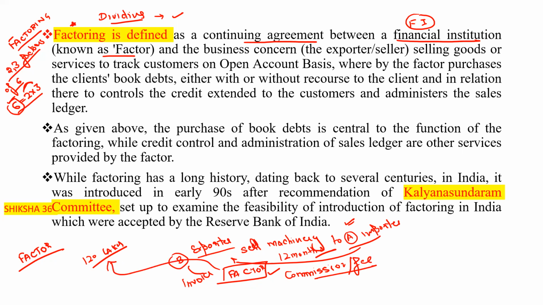Payment will be received by the factor. These are also financial institutions basically who are working for these things. Okay, so this is the meaning of factoring.